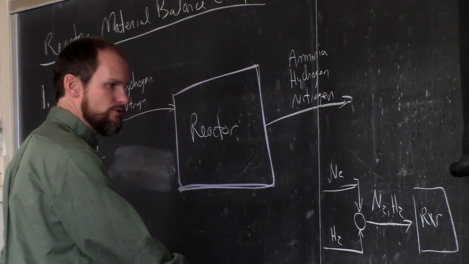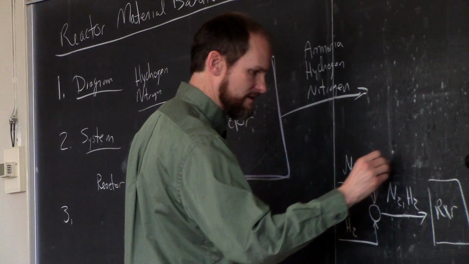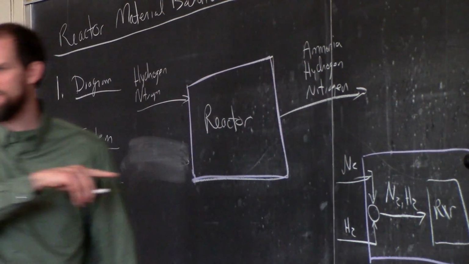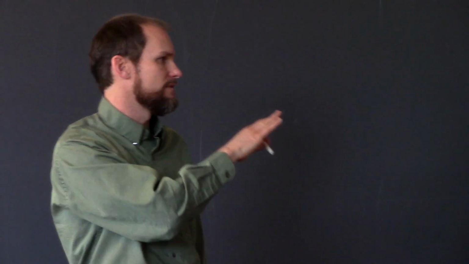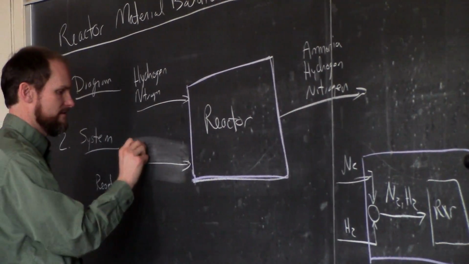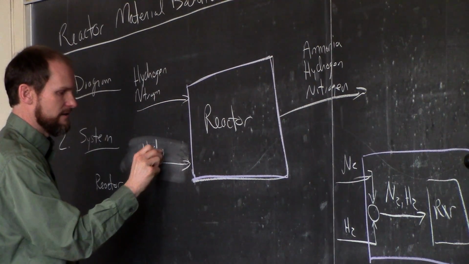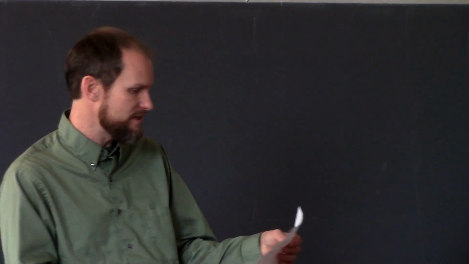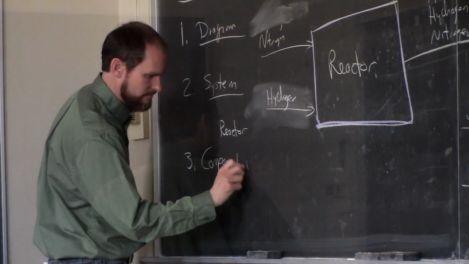So essentially, if we drew it like this, our system here is like drawing a box like this, including the mixer and the reactor. And then if we do that, then we draw this, with the hydrogen here. Let's see, step 3, choose components and define stream variables.